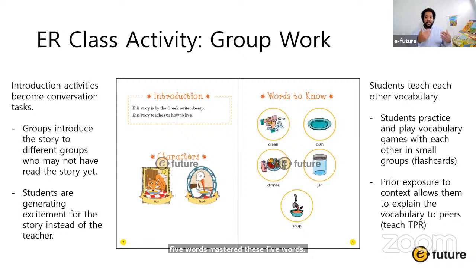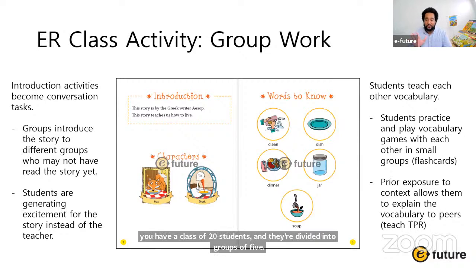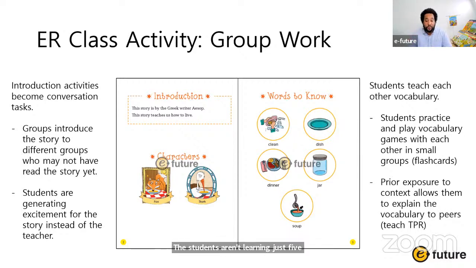And then they're going to teach the other classes or the other groups the actions for these words. So if you have a class of 20 students and they're divided into groups of 5, the students aren't learning just 5 words. They're now coming in contact with 20 words because each group is teaching 5 words. This is a great way to extend vocabulary and add vocabulary in a way that is not stressful. The students only have to be really concerned with five words, but they can acquire more in more fluid and natural ways.